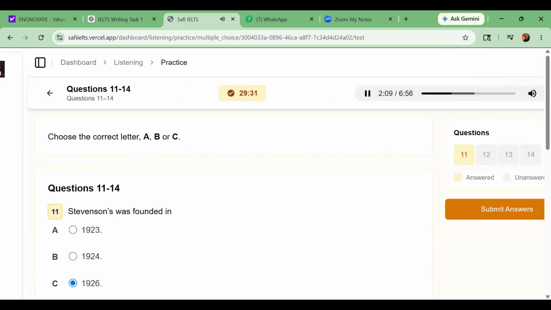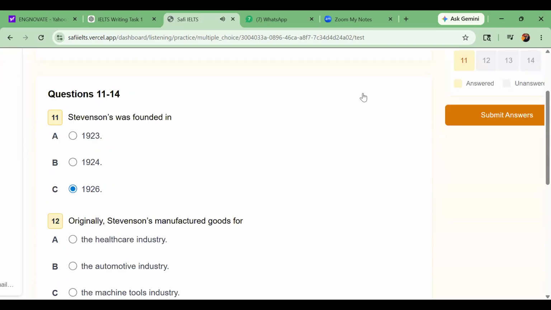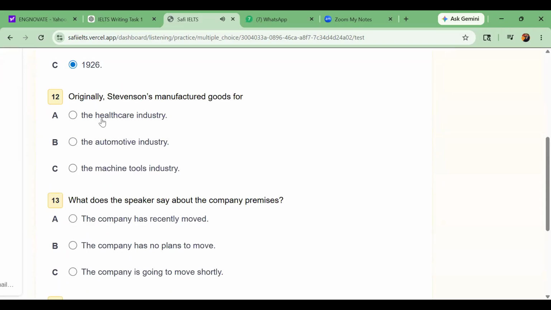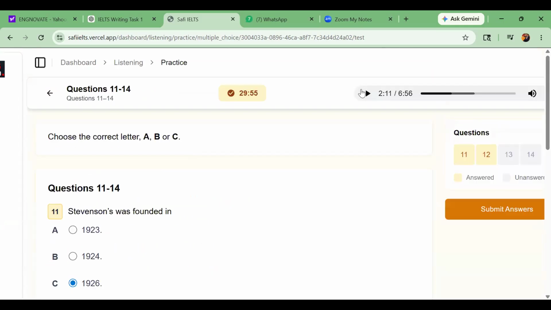So originally, they were clearly manufacturing for whom? For the health industry. Why? Because for the first 5 years. So for the first 5 years mean what? Originally, clear, they were manufacturing for which industry? They were doing it for the health one, not for the automotive. Let me play it again for you and then you will understand. The problem is I have to move up and down.